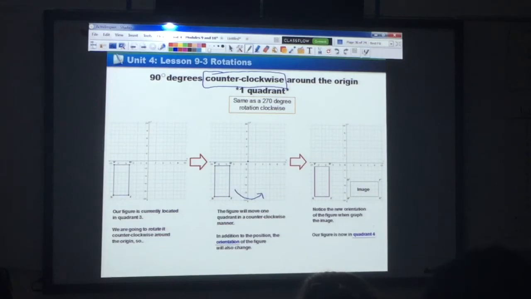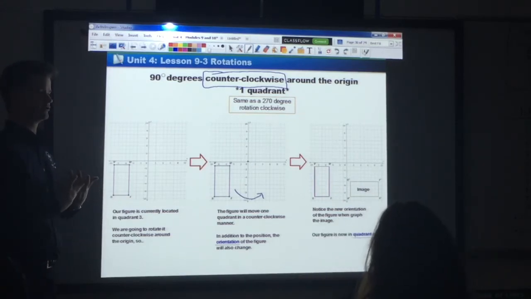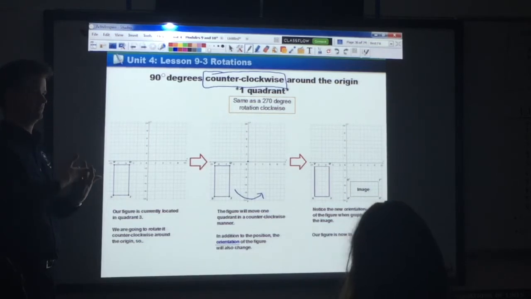Whenever you're doing rotations, make sure that you identify: am I moving counterclockwise or clockwise? Am I moving to the right, to the left, up, or down? Once you do that, that's a good way for you to go back and check whether or not what you did algebraically makes any type of sense. Do we have this written in? Okay.